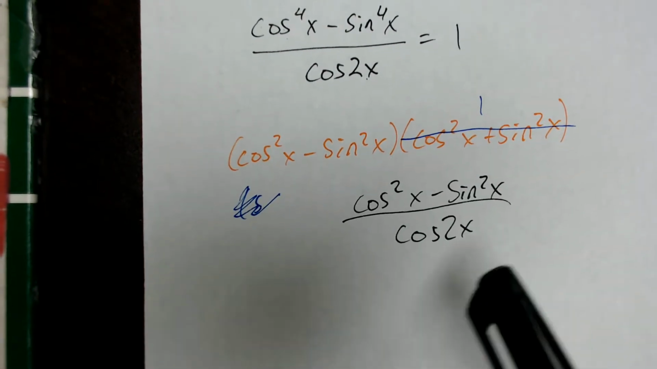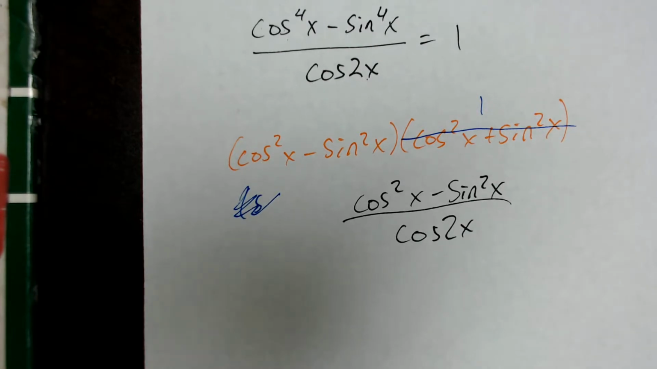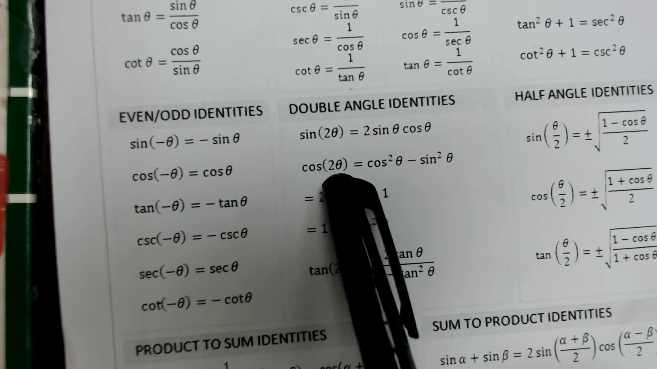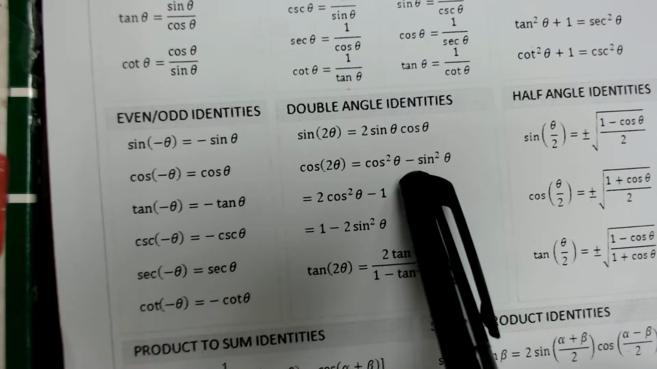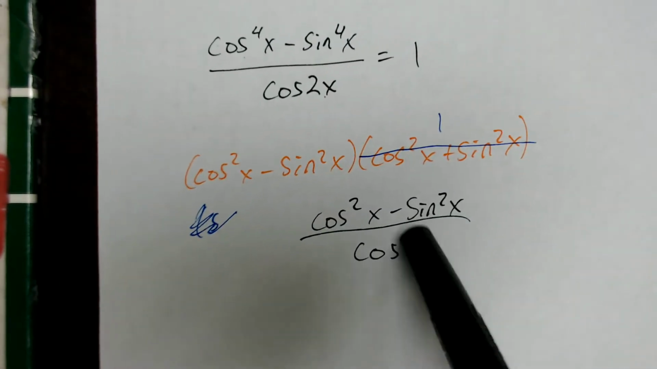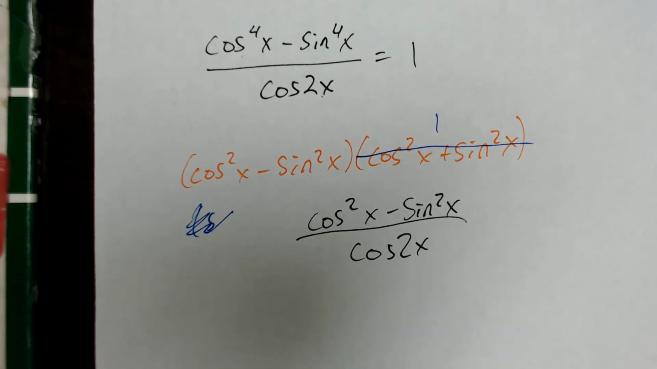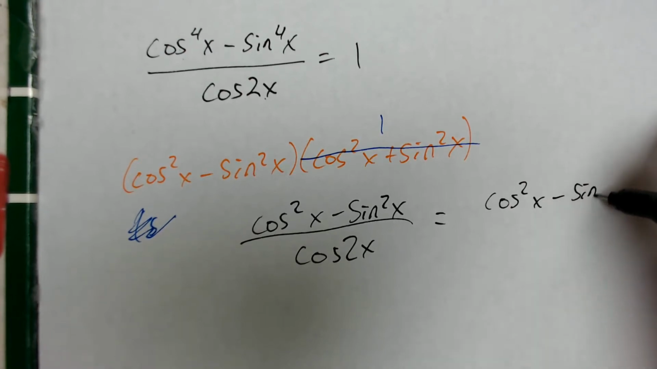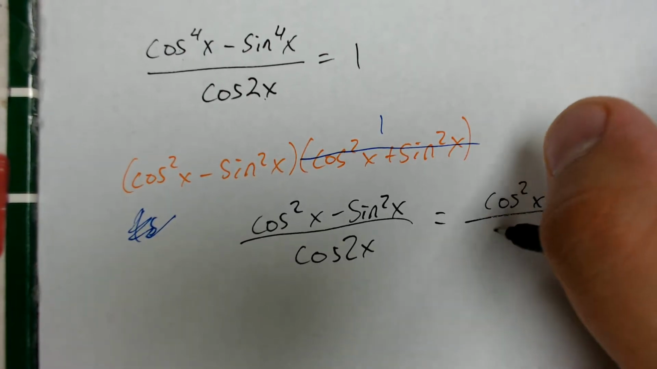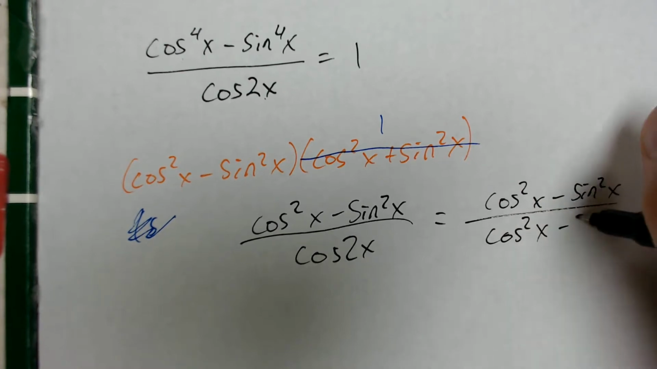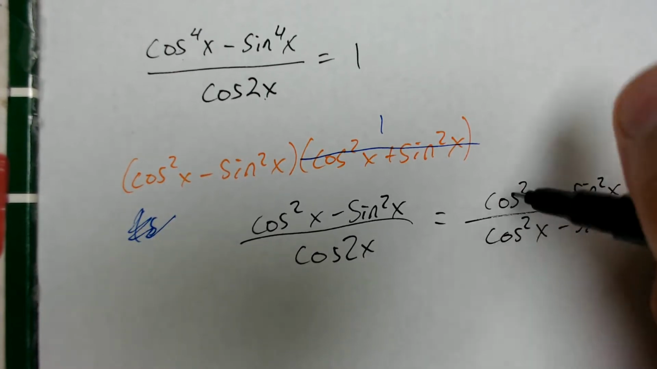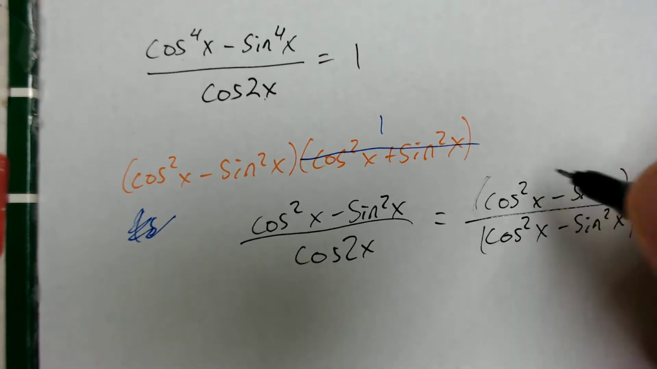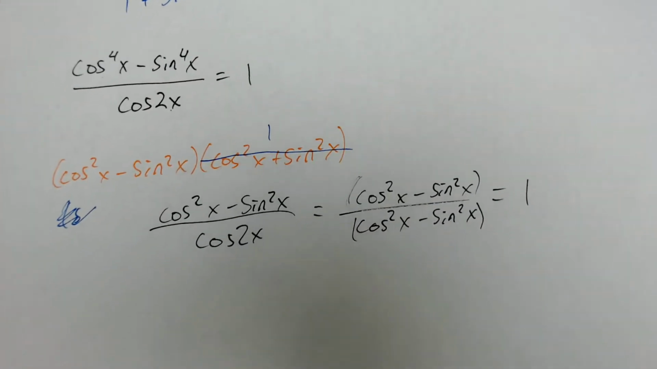Man, okay, I'm going to look up the cosine of 2x identity. Can't remember anything this morning. Let's see what that one is. Cosine of 2x is cosine squared minus sine squared. So we will be substituting this for the bottom. This is just going to equal cosine squared of x minus sine squared of x, over cosine squared of x minus sine squared of x, and that makes this equal to 1. So we have finished proving our identity.